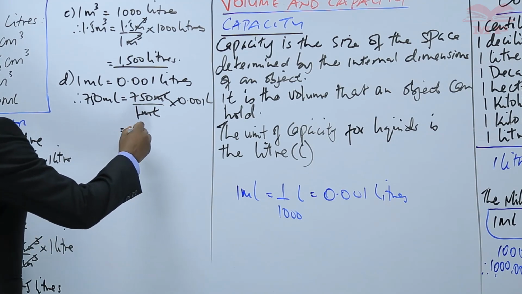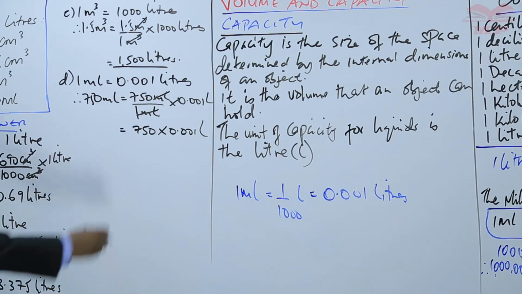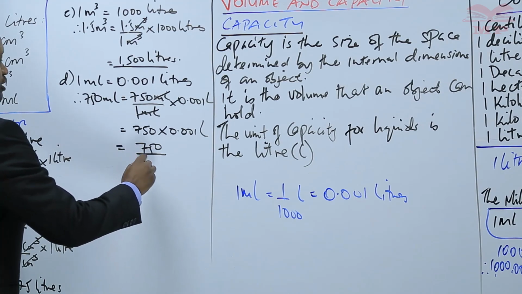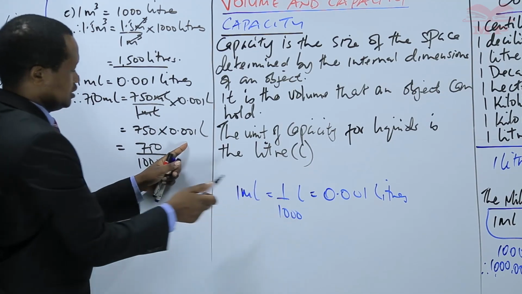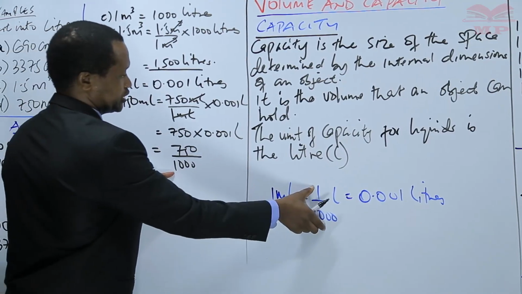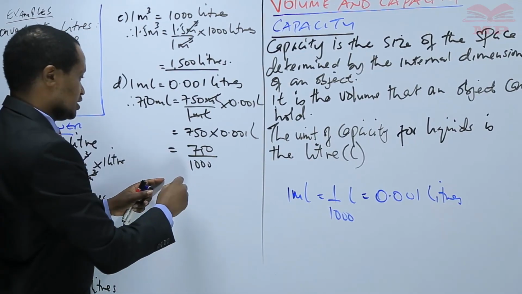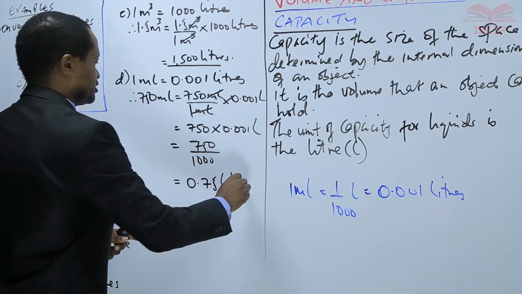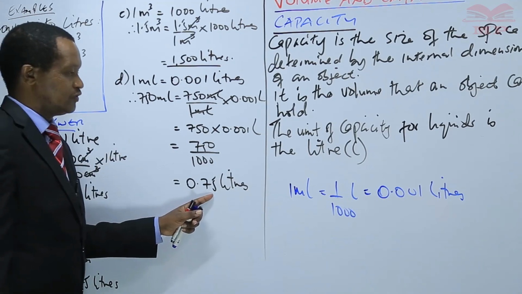This is the same as 750 times 0.001 liters. This is the same as 750 divided by 1,000. Remember, 0.001 is the same as 1 over 1,000. So when we divide, we'll have 0.75 liters. This is a part of a liter. 0.75 is just a portion of a liter.